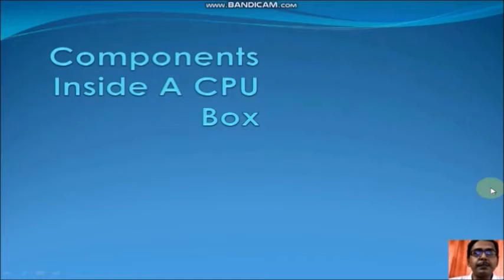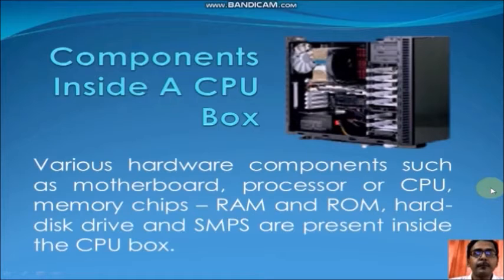Components inside a CPU box. Various hardware components such as a motherboard, processor or CPU, memory chips, RAM and ROM, hard disk drives and SMPS are present inside the CPU box. So this CPU box consists of all the main hardware components which actually work for the computer system.